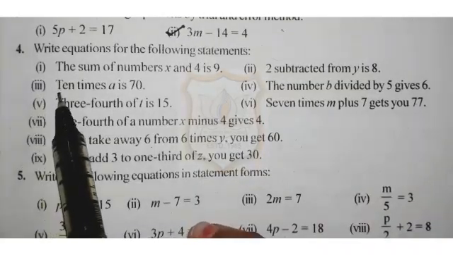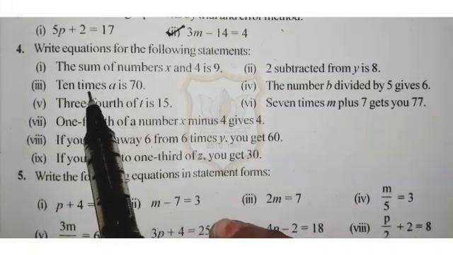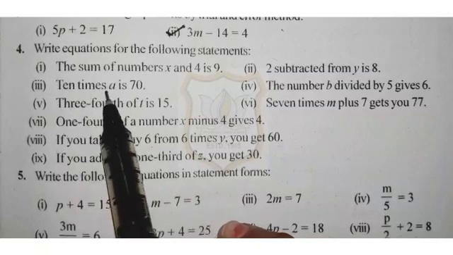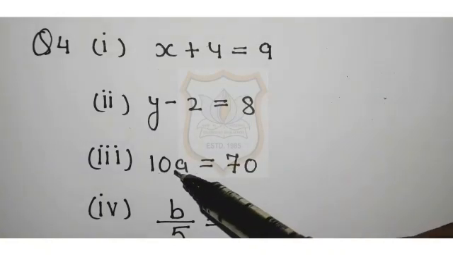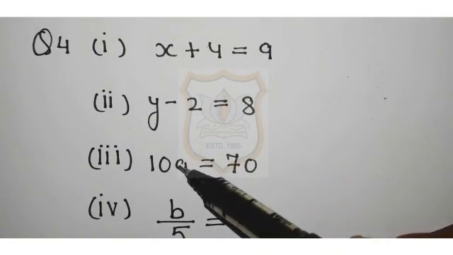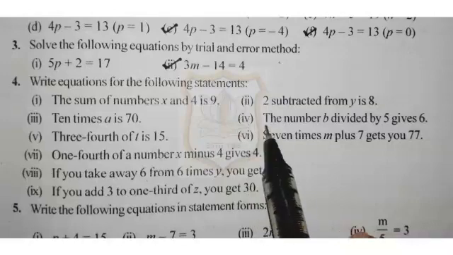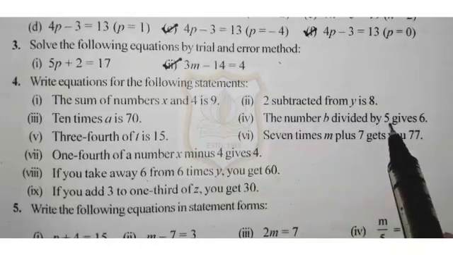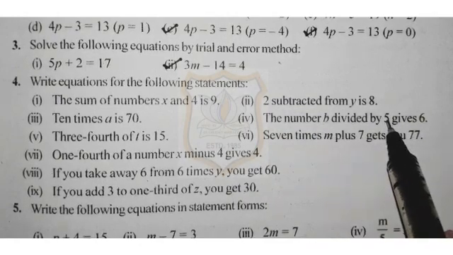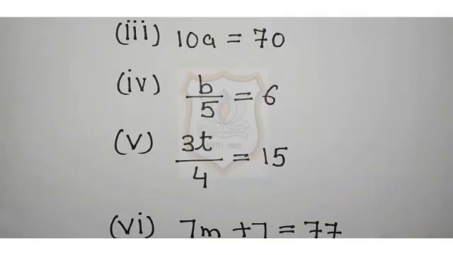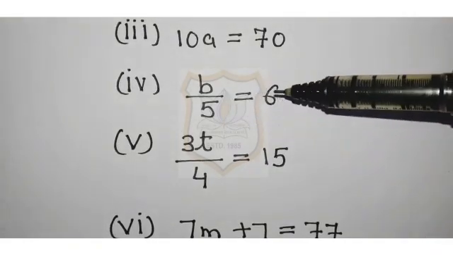Now the third part is: 10 times a is 70. As I told you, times means multiply. It means you have to multiply 10 and a and then we will get 70. So students, our answer will be 10a, because 10 is multiplied by a, that is 10a is equal to 70. Now fourth part is: the number b divided by 5 gives 6. It means b is divided by 5 and we will get 6. In this way we will write the answer: b divided by 5 is equal to 6.